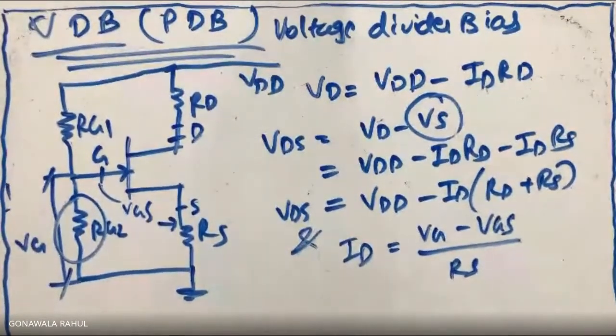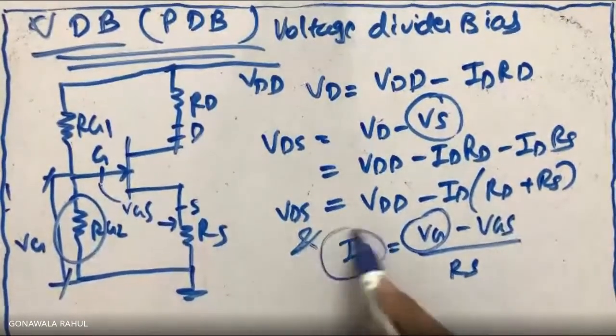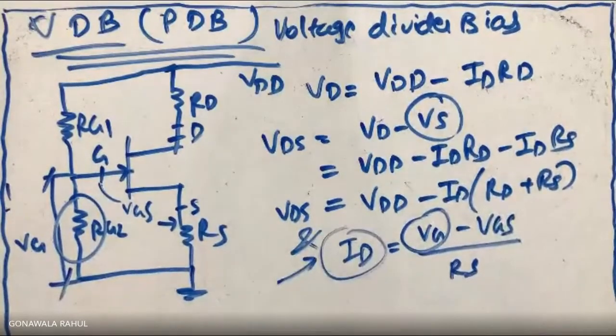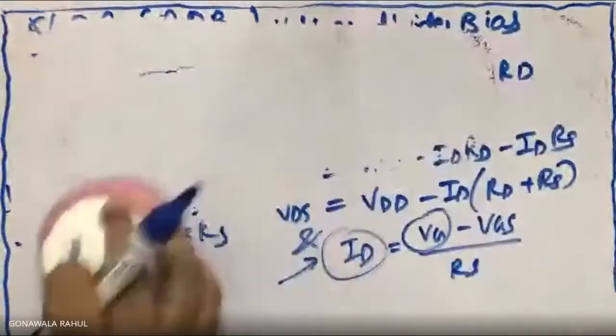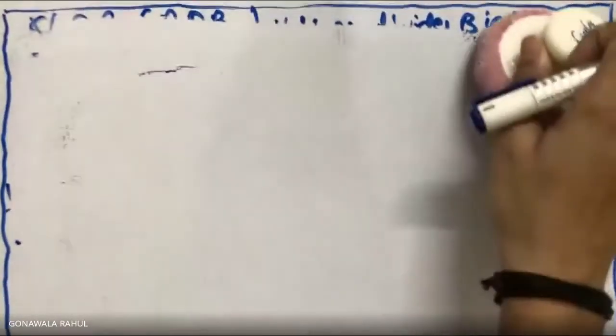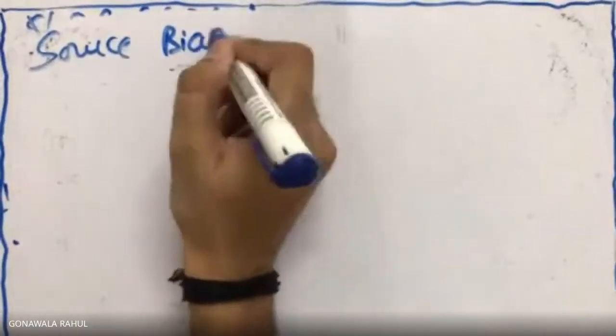So if VG is very large compared to VGS, ID remains approximately constant, hence biasing we can achieve. So this is voltage divider bias. Okay. Now source bias, which is very easy.